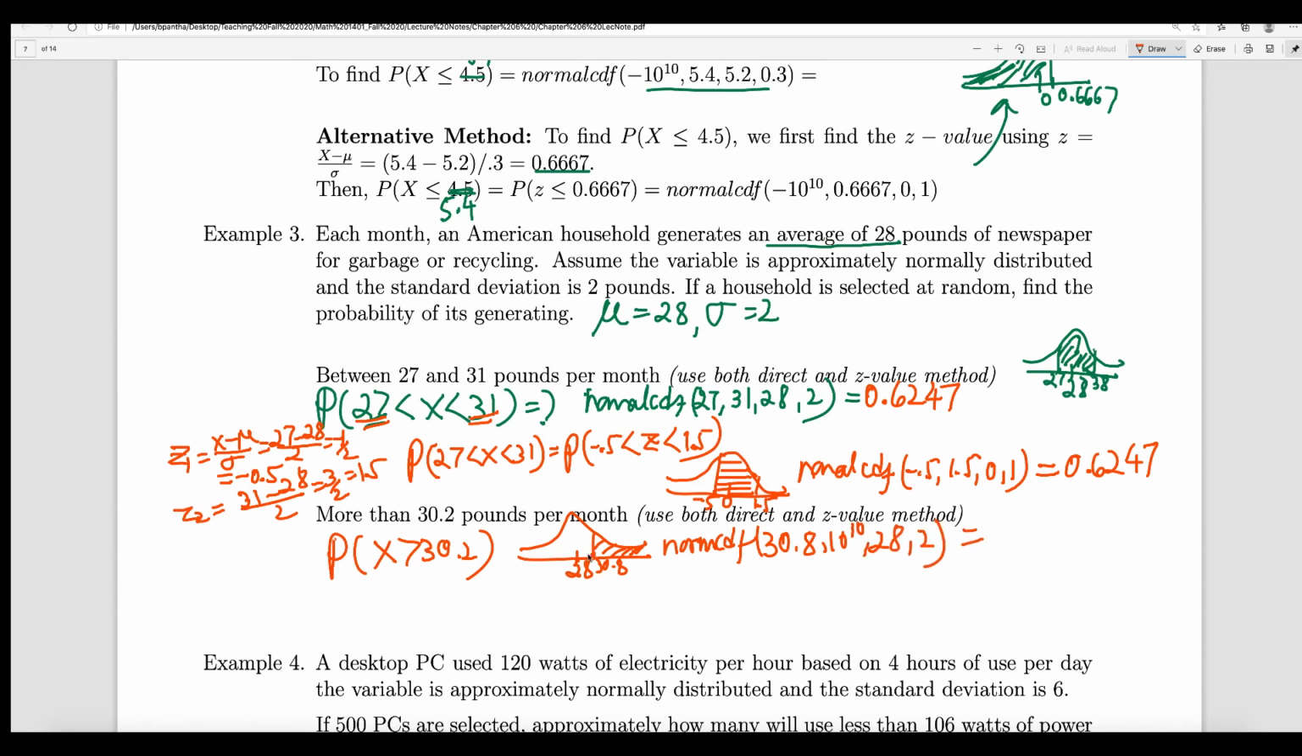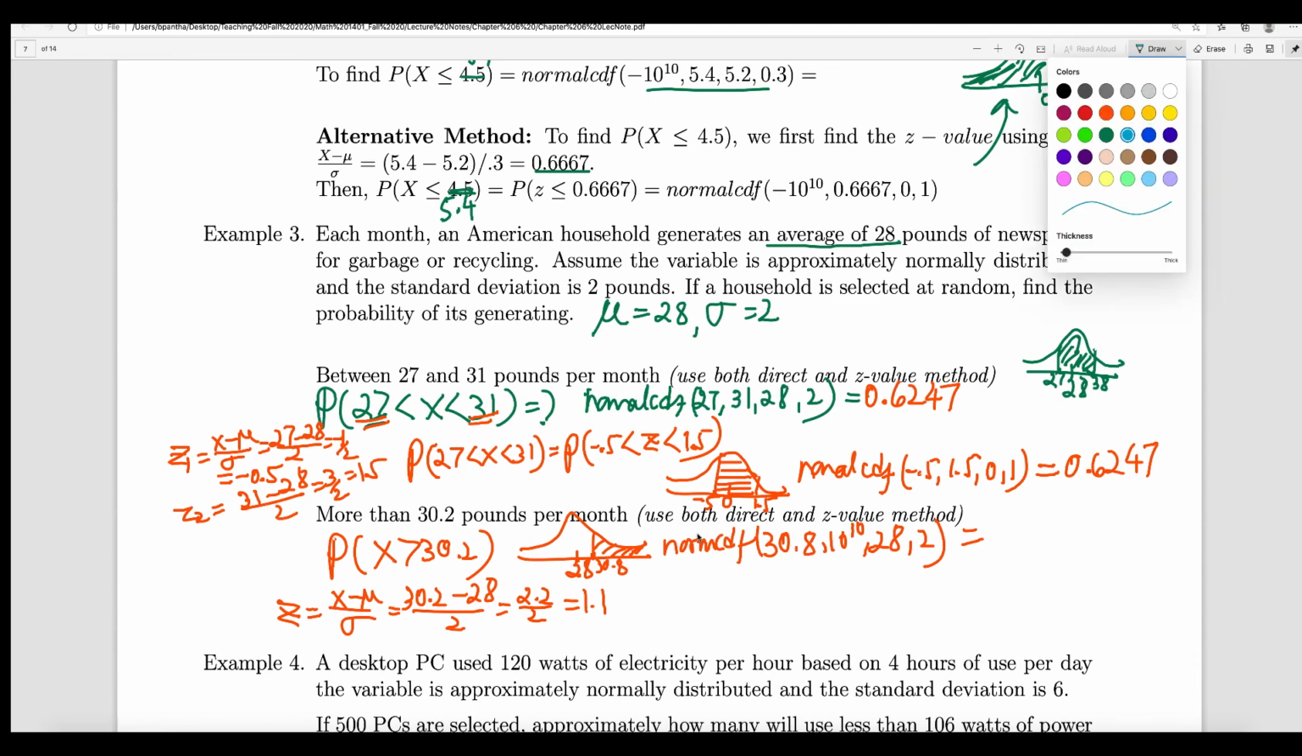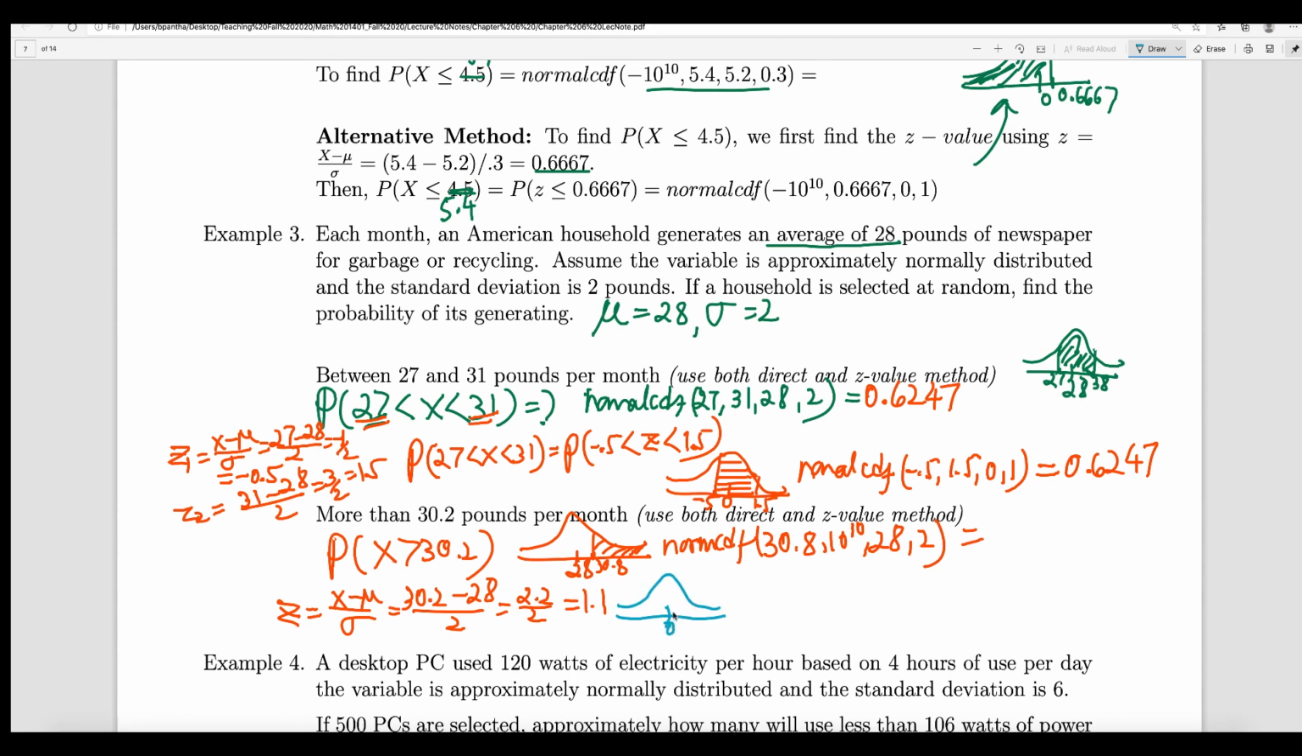And if you want to find out with the g value method, then find out g first. So g equals x minus mu over sigma. That will be 30.2 minus 28 over 2. What do you get? That is 2.2 over 2, that is 1.1. Now if you make the figure for this, it will look like this. Because this is for the g distribution, the mean is 0, so 1.1 is somewhere here, and you are trying to find out the area right of 1.1.